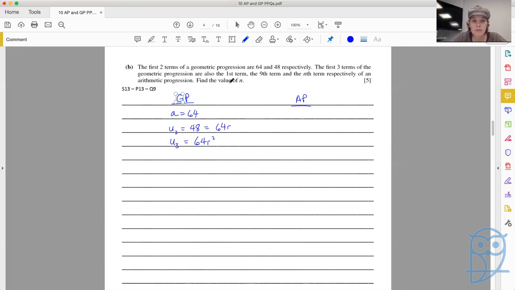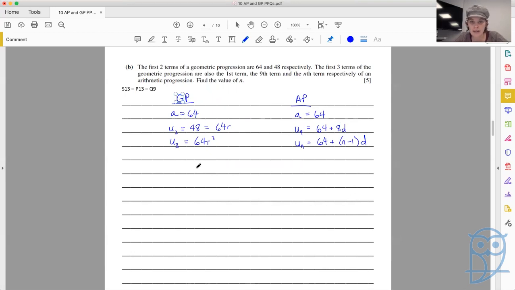For the AP, these are the first, ninth, and nth. So the first, the ninth, and the nth. So the first term is also 64. U9 is A plus 8D, A plus (n minus 1)D. So 64 plus 8D. Okay, but we don't know what the value is. And UN, of course, is 64 plus (n minus 1)D.